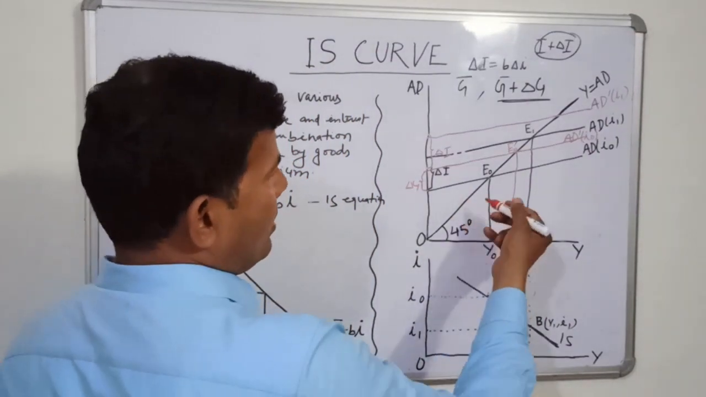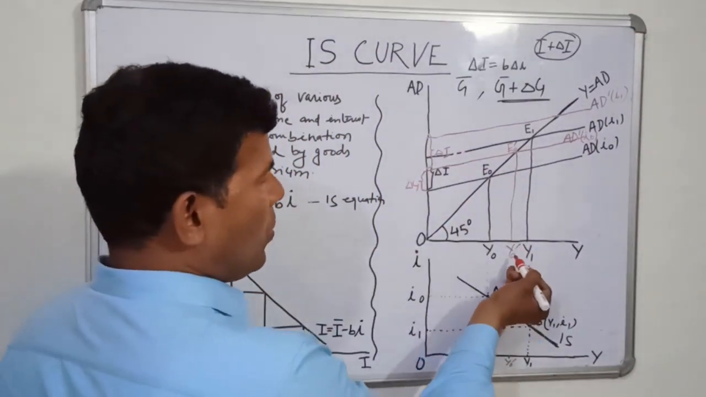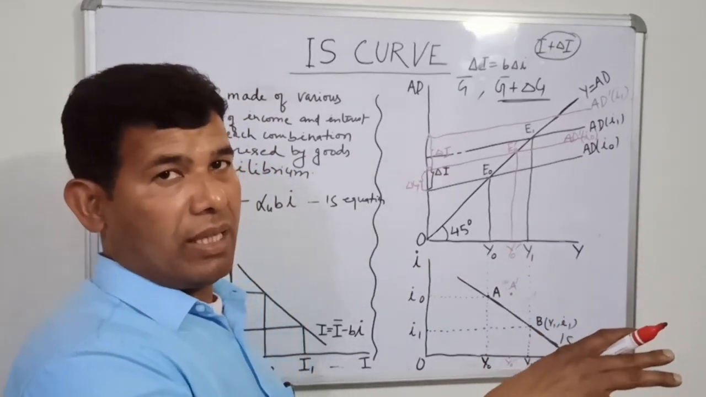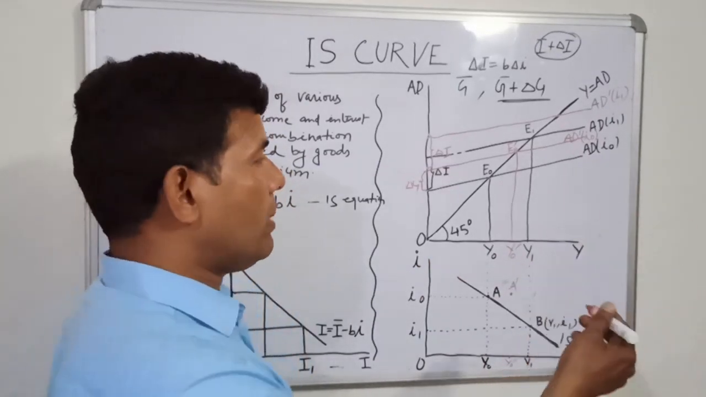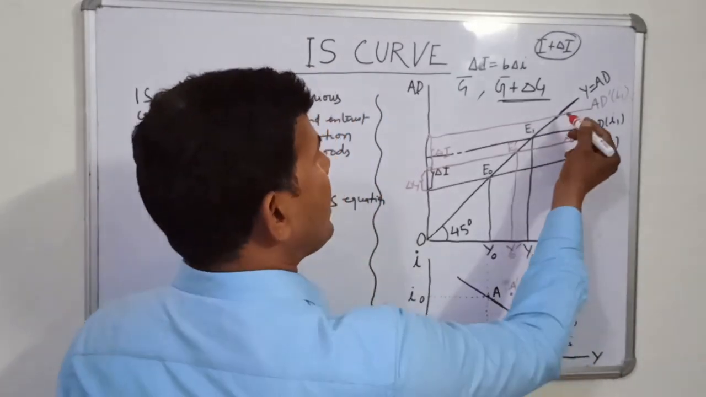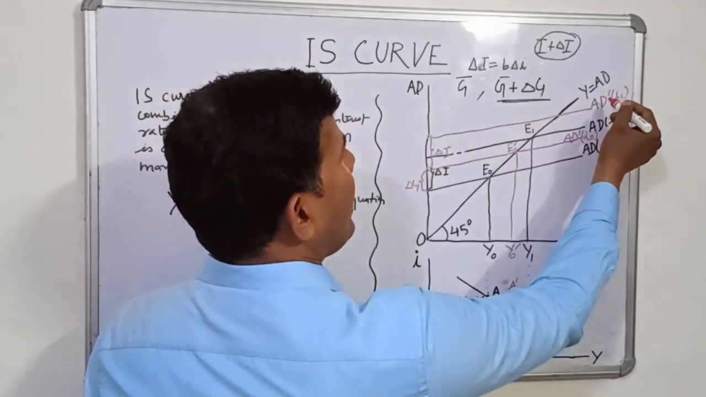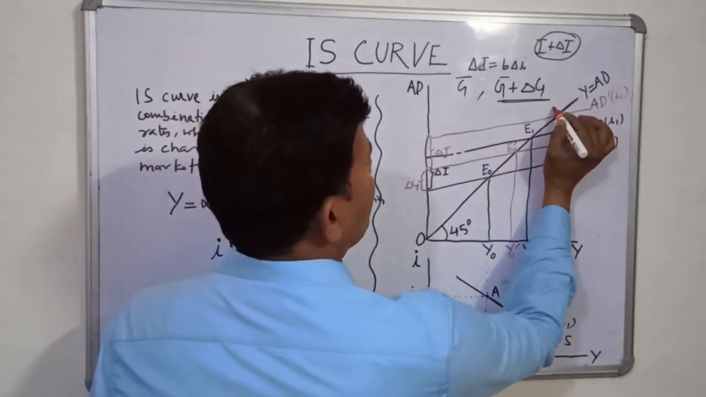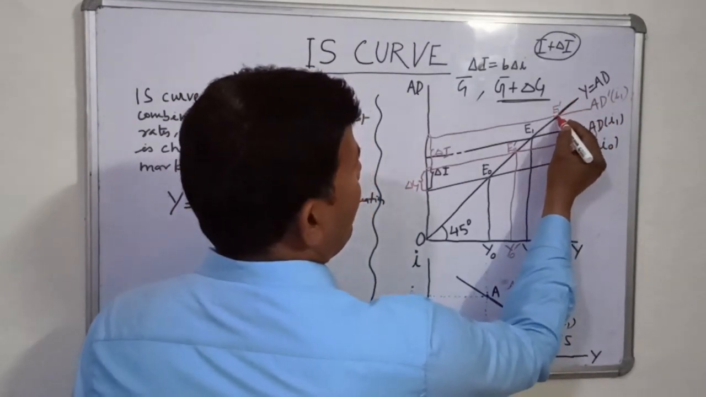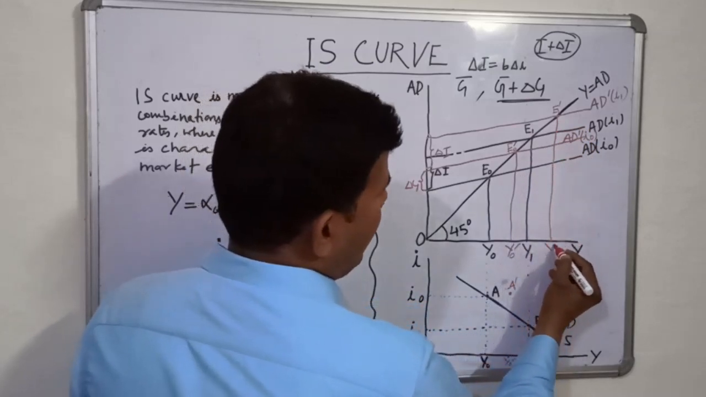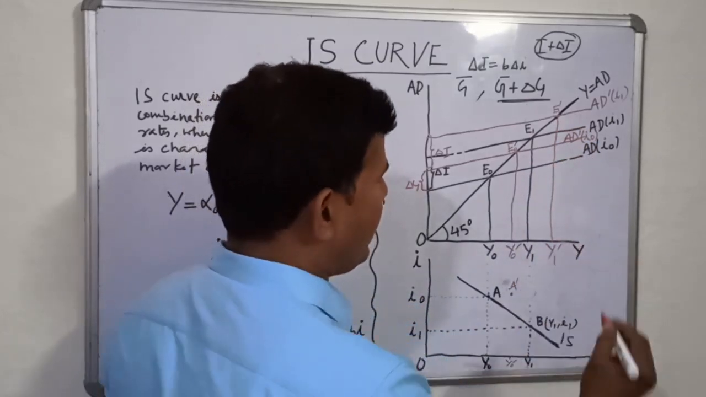Now once the interest rate has gone down, Y naught dash is no more the equilibrium level of income corresponding to the higher level of government expenditure. What is the equilibrium level of income? That we can find out again by looking at where this aggregate demand AD dash is intersecting the 45-degree line. So it is here, E1 dash. Now we can identify the new equilibrium level of income, which is Y1.